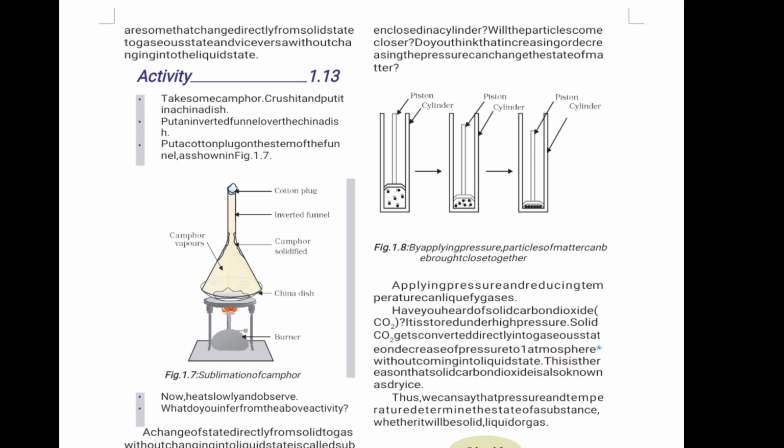Have you heard of solid carbon dioxide, CO2? It is stored under high pressure. Solid CO2 gets converted directly into gaseous state on decrease of pressure to 1 atmosphere without coming into liquid state. This is the reason that solid carbon dioxide is also known as dry ice. Thus we can say that pressure and temperature determine the state of a substance, whether it will be solid, liquid or gas.